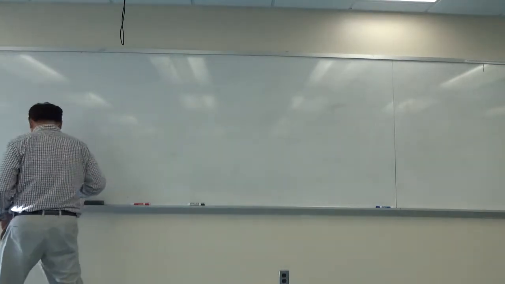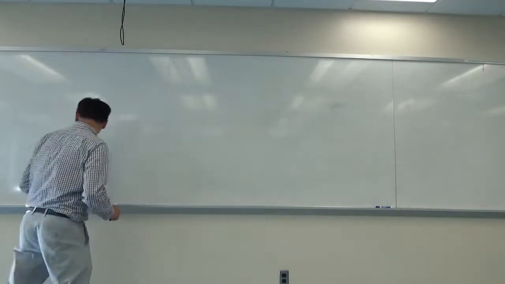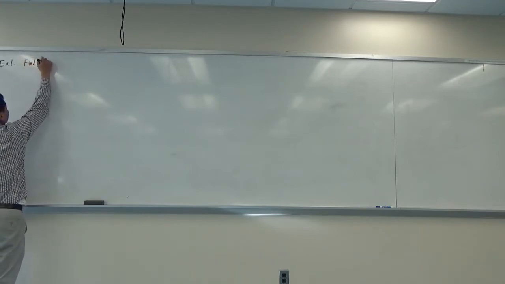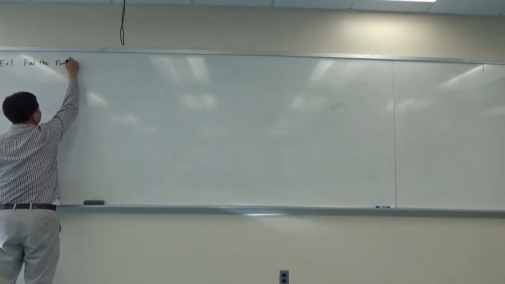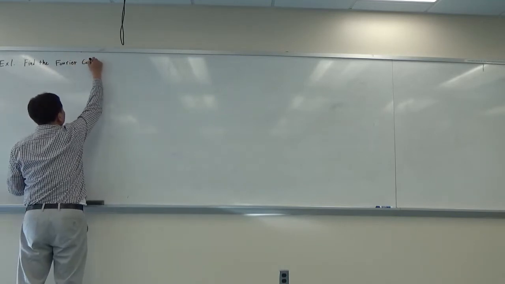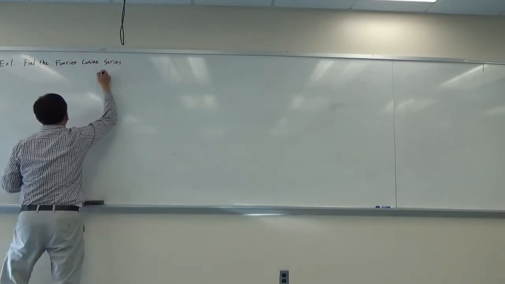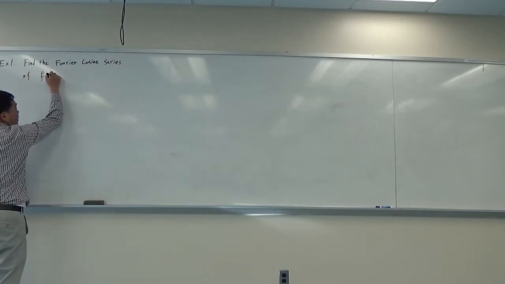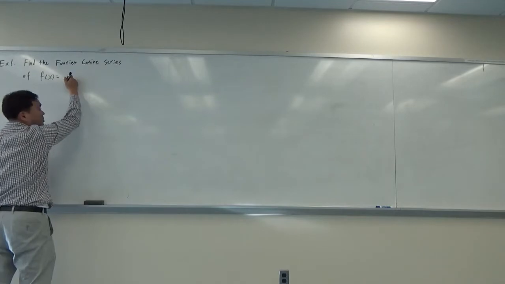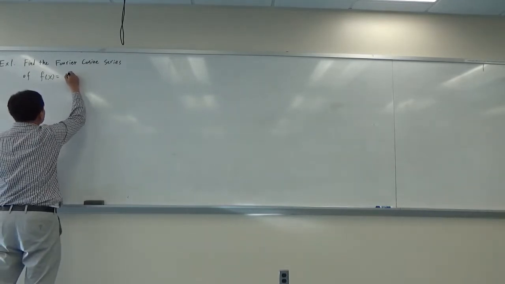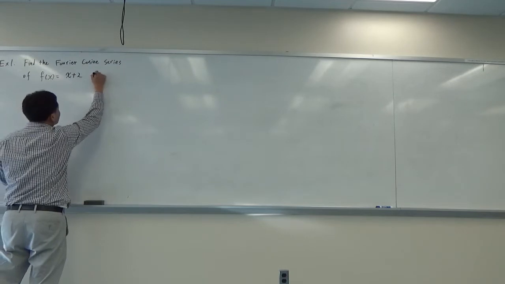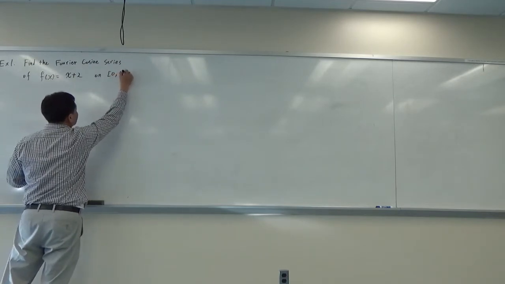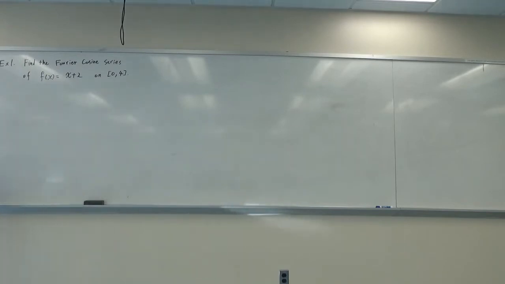Okay, so I promised examples for Fourier Cosine Series and Fourier Sine Series. So let's give you an example: find the Fourier Cosine Series of f of x equals x plus 2 on 0 to 4. So let's try this question.